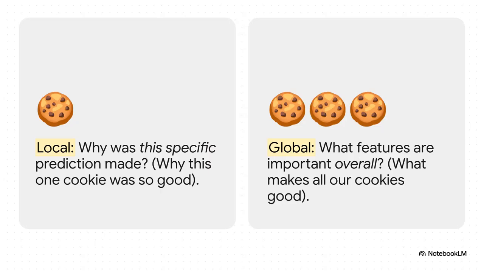It looks at a single outcome and tells you exactly which features, which ingredients, pushed the prediction one way or the other. And there are kind of two flavors of this why. First, there's local explainability. That's like asking why this one specific cookie tasted so amazing. It gives you the reasons behind one single prediction. Then there's global explainability, which is more like asking what makes all our cookies good in general. It tells you which features are most important for your model's performance across the board.